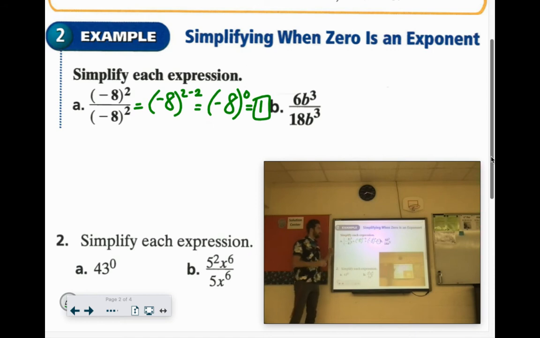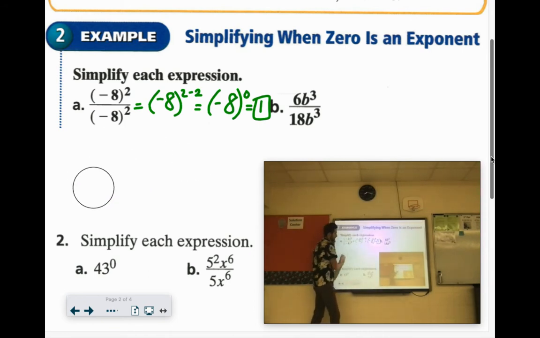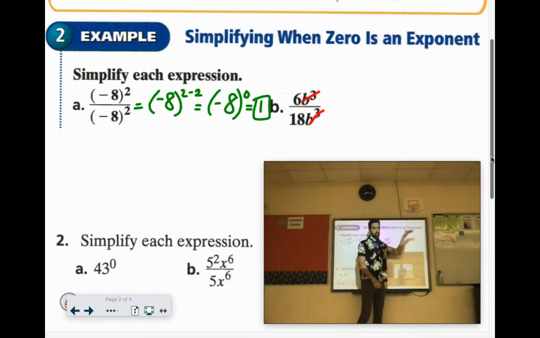Or if you look at it right away, you have the same thing in the numerator and denominator, just like if it was the fraction 10 over 10, the 10s would cancel out and you're left with 1. Same thing here. You have the same thing in the numerator and denominator. So here, I see the b to the third over the b to the third. Those can just cancel each other out, right? Same thing in the numerator and denominator, cancel it. So we're left with the fraction 6 over 18, which would reduce to 1/3.